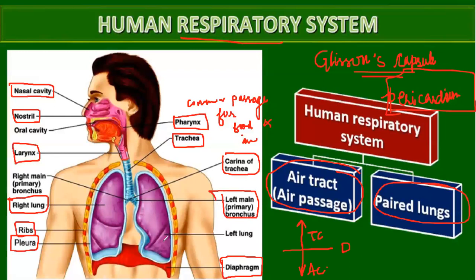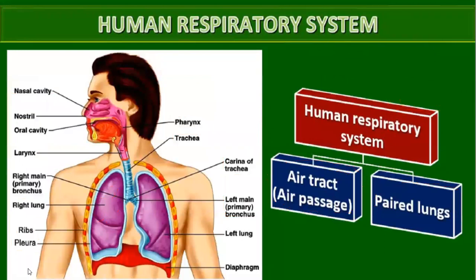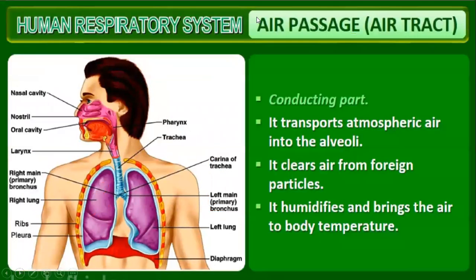Then the trachea divides inside the lungs as bronchi. Bronchi form bronchioles. At the tip of the bronchioles you have a small enlarged structure, which is the unit of the respiratory system. You call it the alveoli. Very important. Let's move on to the next one.